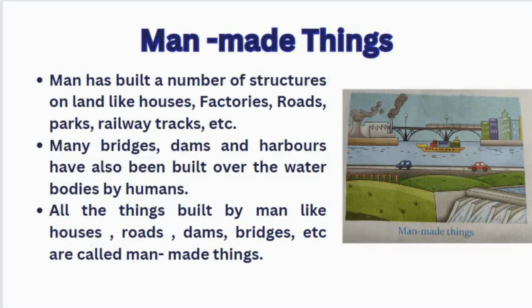Man-made things. Man-made things are things which are made by man, like houses, factories, road, park, railway tracks, many bridges, dams. So these are the things which are made by man, called man-made things.